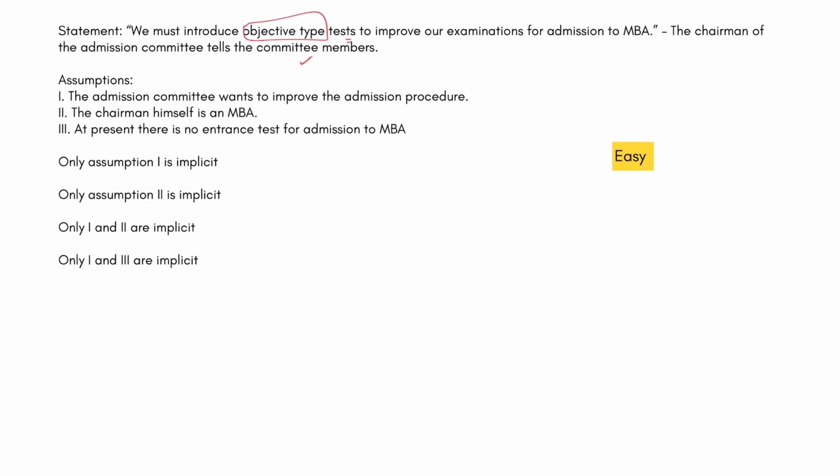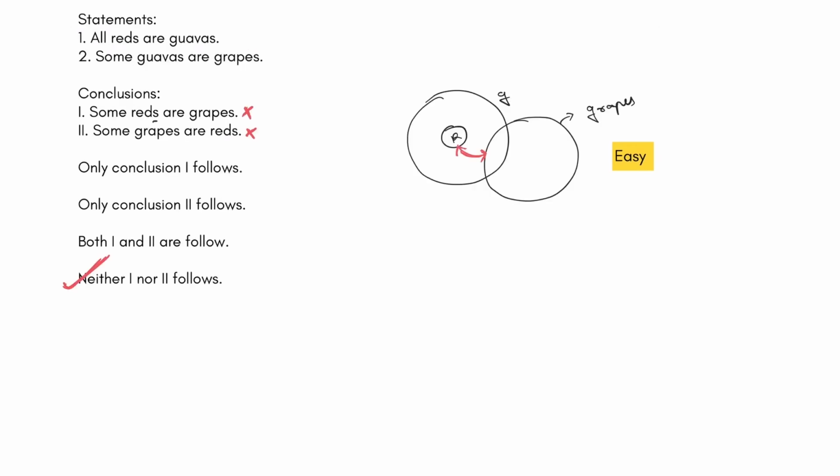Okay, an easy question. Similarly, an easy question here where clearly only one is the implicit. You don't know anything about the chairman. Let's read this. Okay, we must introduce objective type test to improve our examination for admission to MBA. This is what the chairman of admission committee tells. So the admission committee wants to improve the admission procedure. Yes. Okay, quite something that is implicit from this. The chairman has an MBA, no information. There is no other entrance exam, no information. So clearly out of scope and one is an assumption. That's why I say this is easy, because it's easy to analyze and reach the answer. Okay, there are no complicated statements given here.